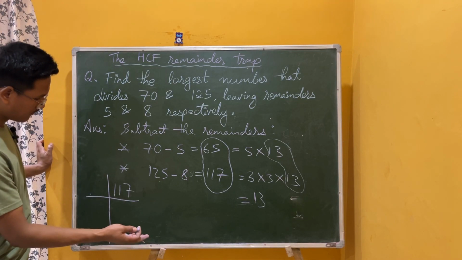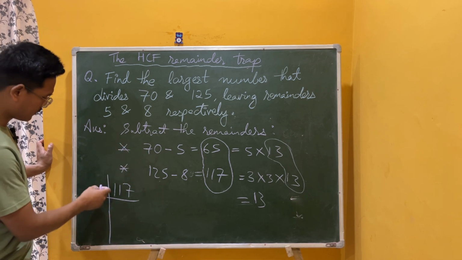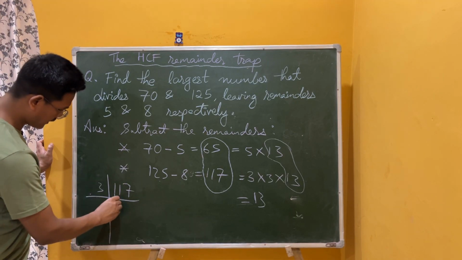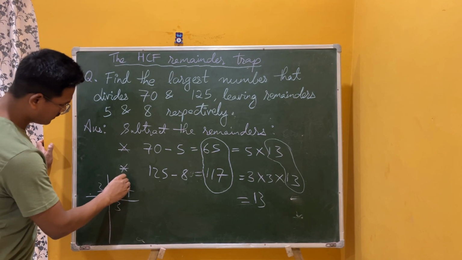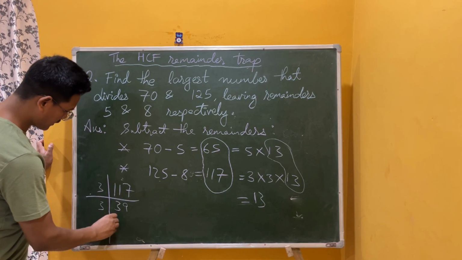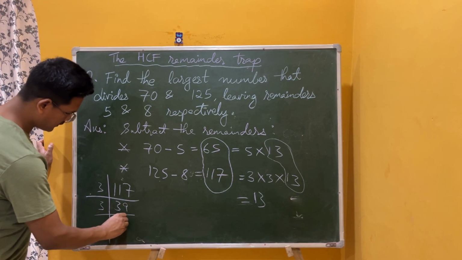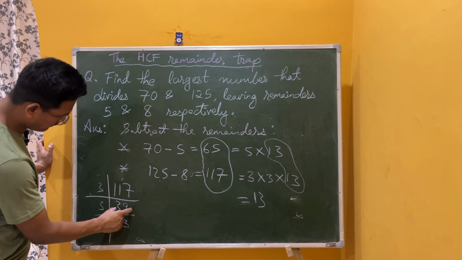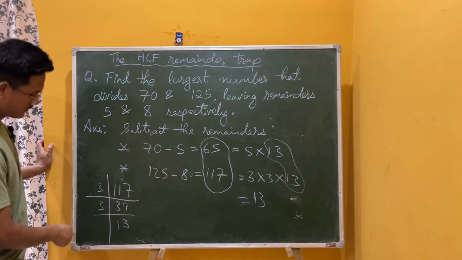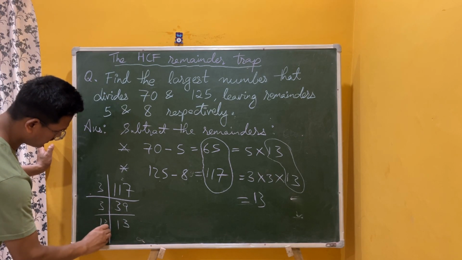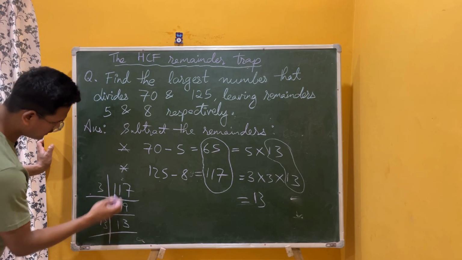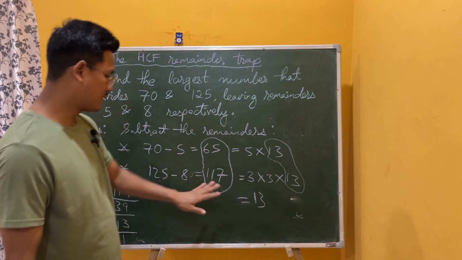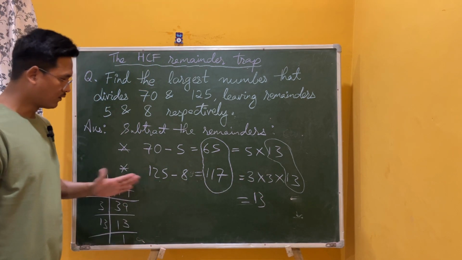So 9 is not a prime number, so we are going with something else. We're going with 3 only, since 3 divides 9. So 3 nines are 27, 3 ones are 3, and 3 threes are 9. Here also count 9, 10, 11, 12. So 12 is divisible by 3. So the LCM is, not LCM, the prime factorization of 117 is 3 times 3 times 13. So this is how you prime factorize. So I hope you understood.